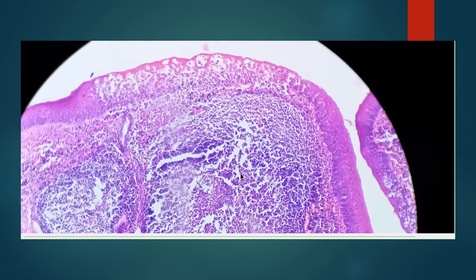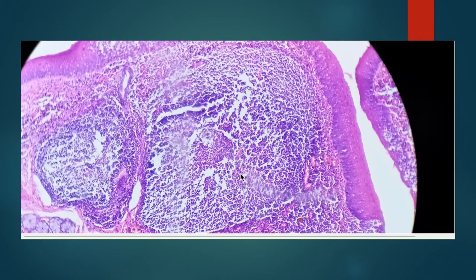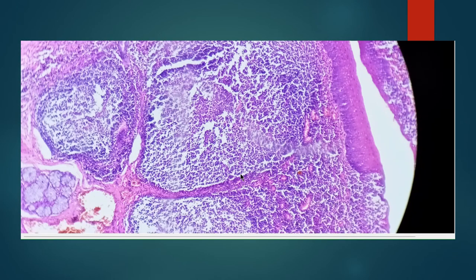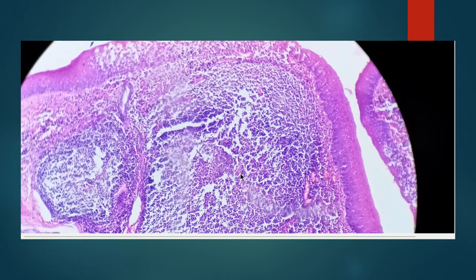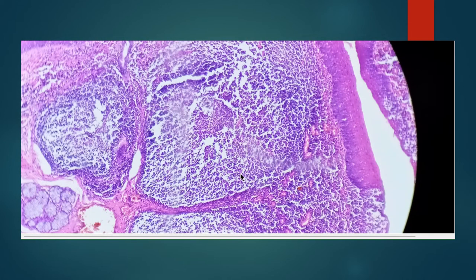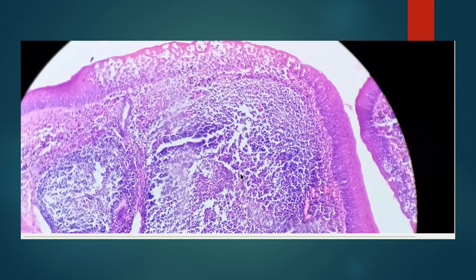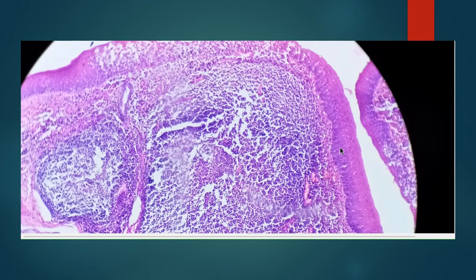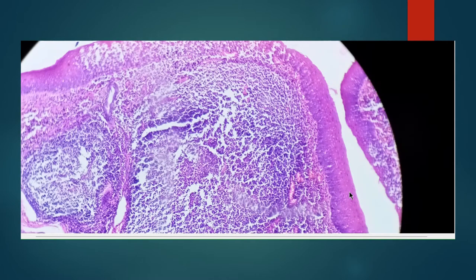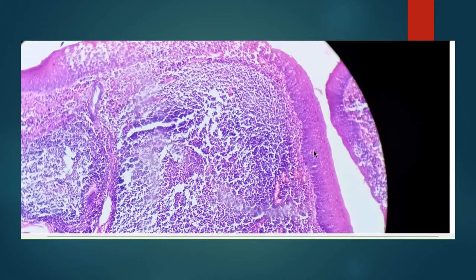Now we have come to another slide. So what is this? This is also a 4x image, I mean the slide has been focused under the 4x objective lens. Now how to identify this slide? Can you identify the epithelium here? When you find the epithelium, you will definitely identify it as stratified epithelium. So this is nothing but your stratified squamous non-keratinized epithelium.